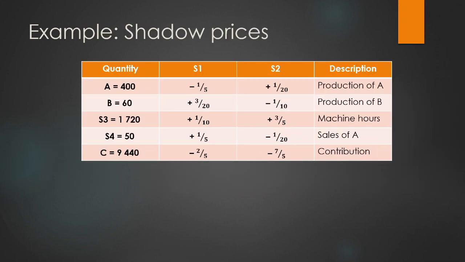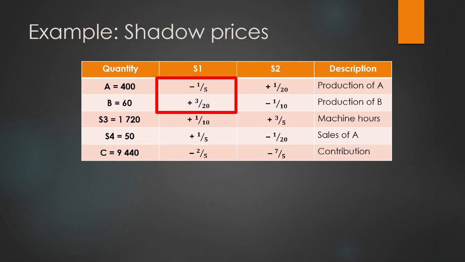The next important issue we can use the final matrix for is calculating the shadow price. We can calculate the shadow price of 1 unit of material. Remember that S1 is the slack variable for materials. If we decrease materials by 1 unit, we need to give up 1/5 of a unit of A, and we can then produce an extra 3/20th of a unit of B. Alternatively, if we increase materials by 1 unit, we can gain 1/5 of a unit of A, and we lose 3/20ths of a unit of B. Notice that we have swapped the signs.